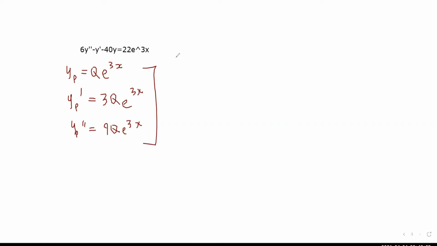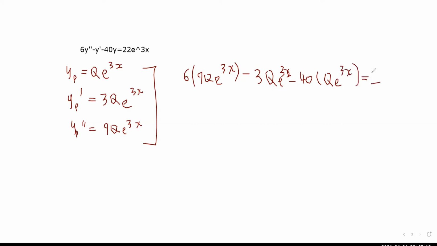So this is going to become 6 times y prime prime, which is 6 times 9q times e to the 3x, minus y prime, so it's minus 3q times e to the 3x, and then minus 40 times y, which is minus 40 times q e to the 3x, and that is equal to 22 e to the 3x.